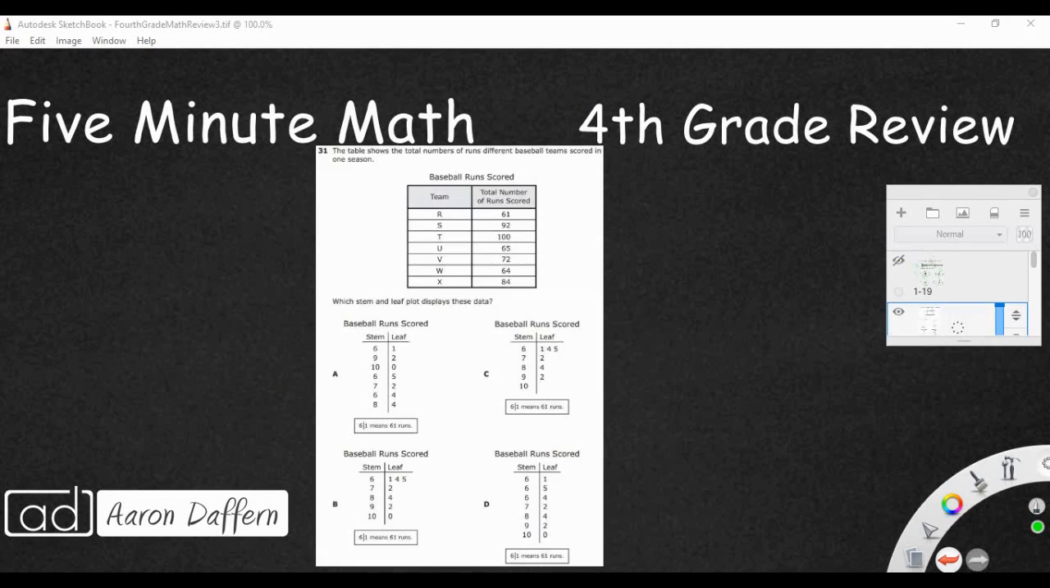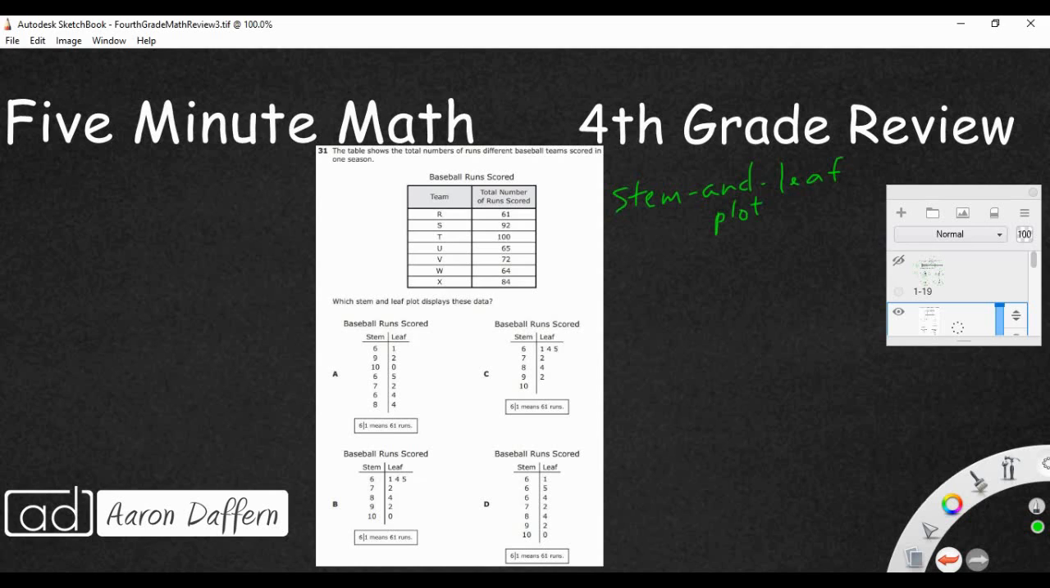This is something that is new to 4th grade. These are called stem and leaf plots, which is kind of a strange name for them. But it's just another way for us to find information.